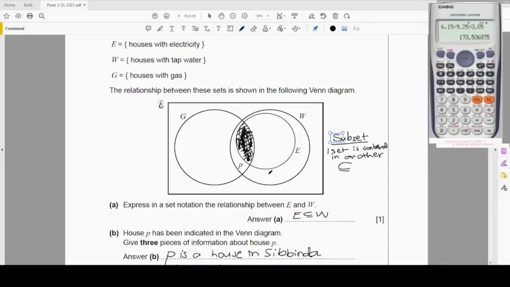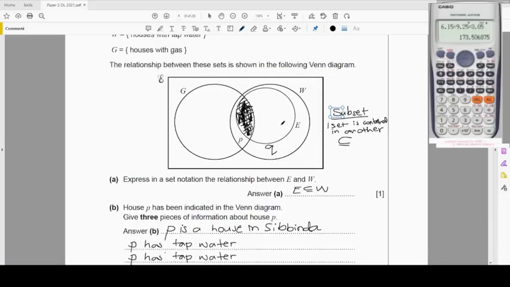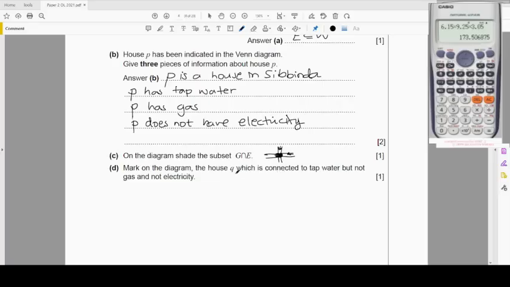Okay, and the only place I can put it is anywhere in this region over there, because if I put it there, then you can see that it is in the circle W. That means it has tap water. It is not in the circle E. That means it does not have electricity, and it is not in the circle G. That means it does not have gas, and therefore fulfills what we are asked to find.